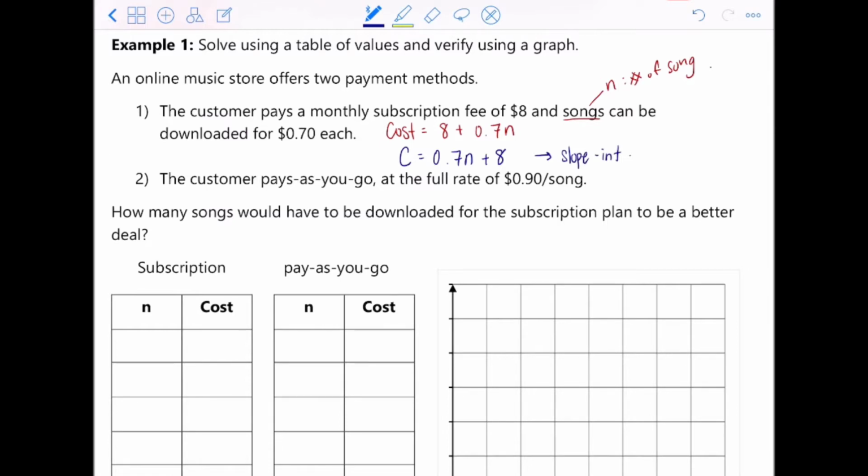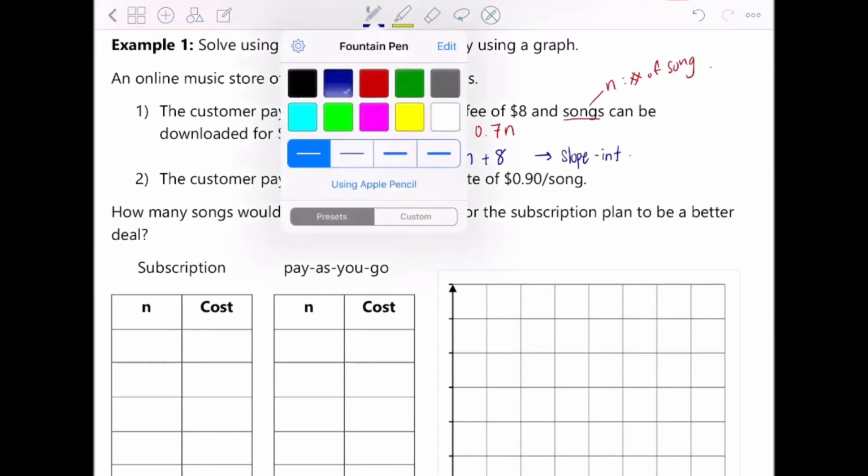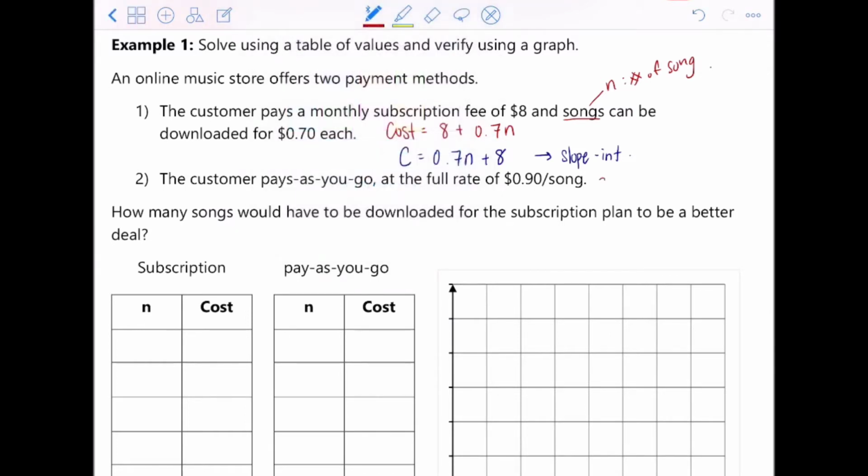Let's take a look at number 2. The customer pays as you go at a full rate of 90 cents per song. So now we have cost that equals 90 cents per song. So you're paying every time you purchase a song. So 90 cents each times n, number of songs. So how many songs would have to be downloaded for the subscription plan to be a better deal?